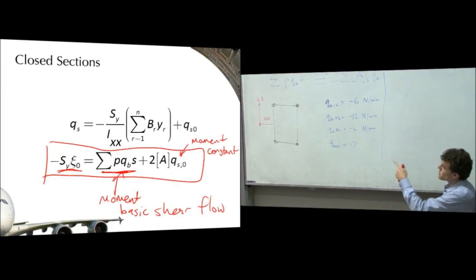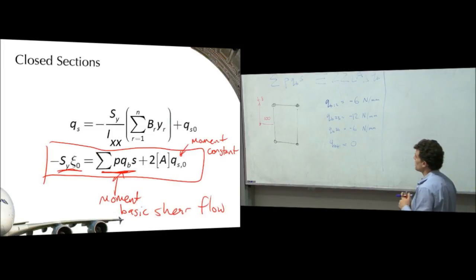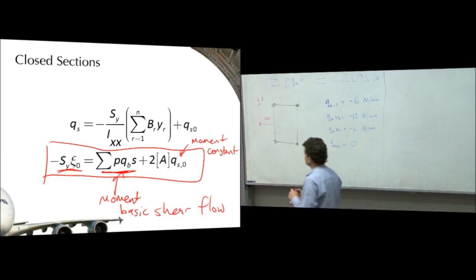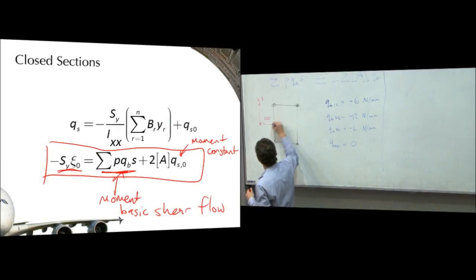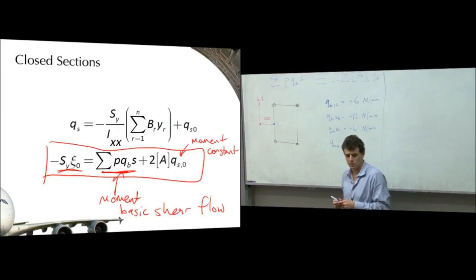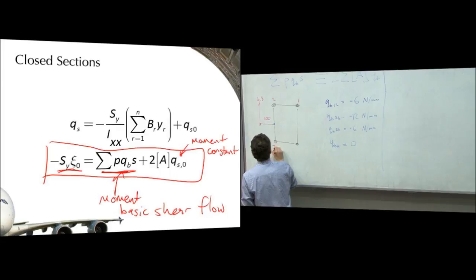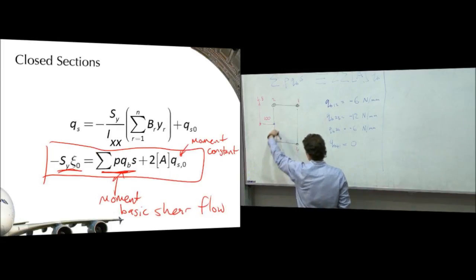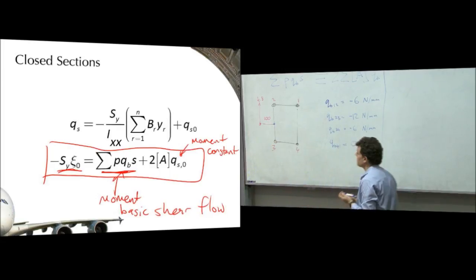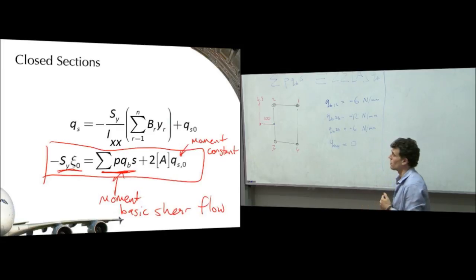So as I've said, this is a moment equation, so we need to have a point about which we're taking moments. We need to have a starting point. Now, to make our life easier, let's just pick the middle of the web here. So we've got 1, 2, 3, 4. We'll pick the midpoint between 2 and 3 at the neutral axis of the section.